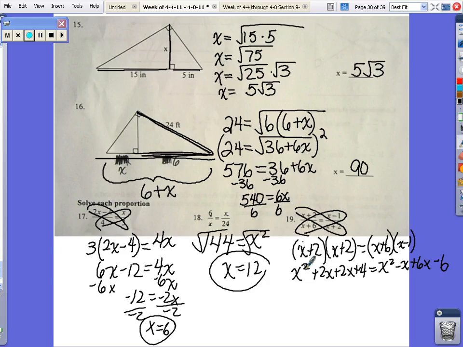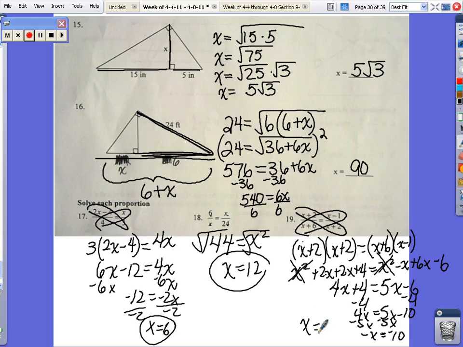Now if you notice there's an x squared on both sides, so I can go ahead and cross those out. It's nice that my x squareds cancel, therefore it's not a quadratic. Now I have to combine like terms. 2x plus 2x is 4x. Negative x plus 6x is 5x. And now I can subtract 4. And I'll get 4x equals 5x minus 10. Subtract 5x. Negative x equals negative 10. So therefore, if I divide both sides by negative 1, I'll get that x is just 10.